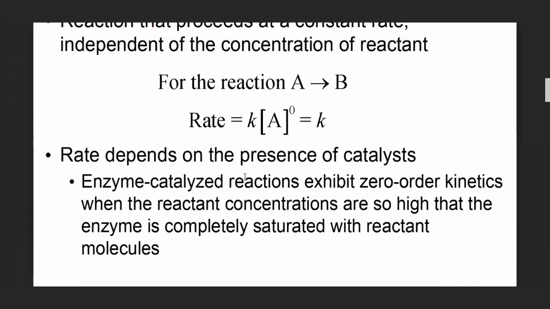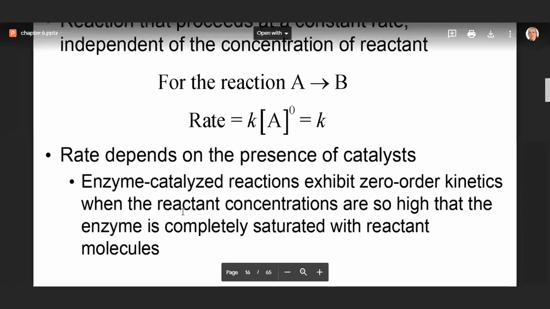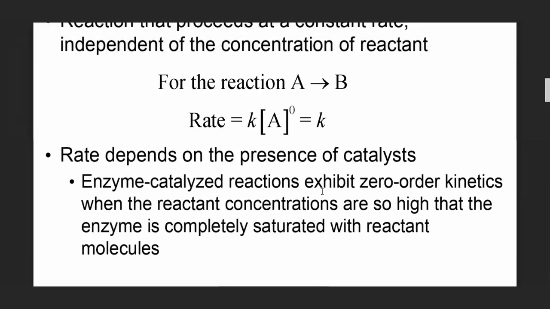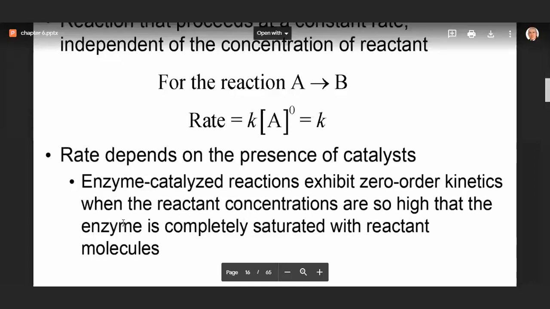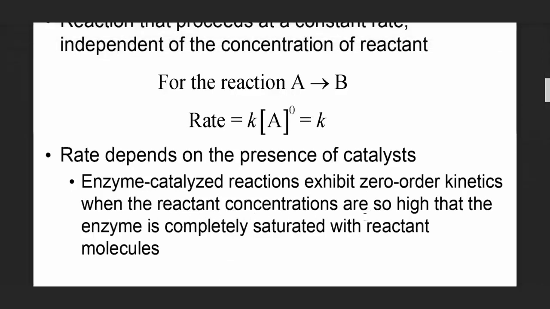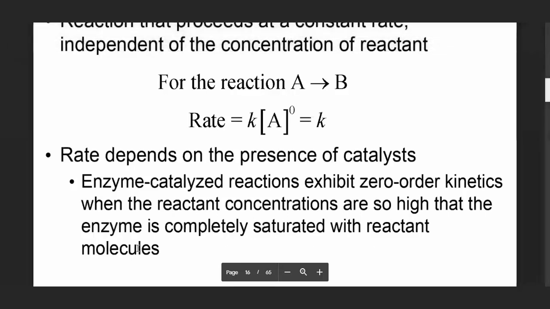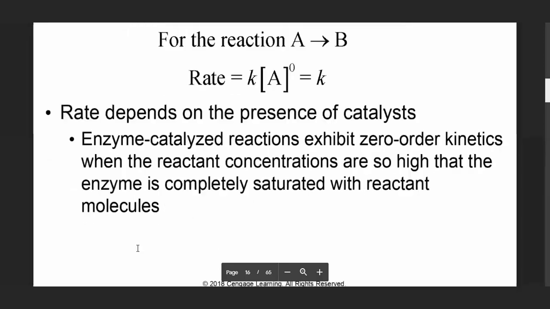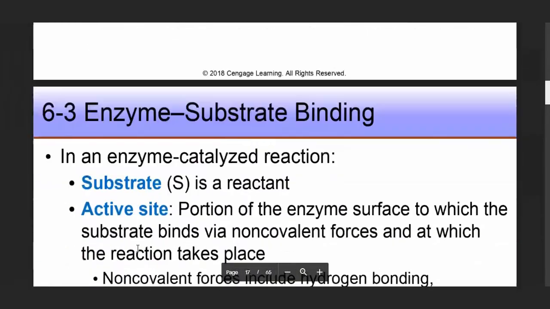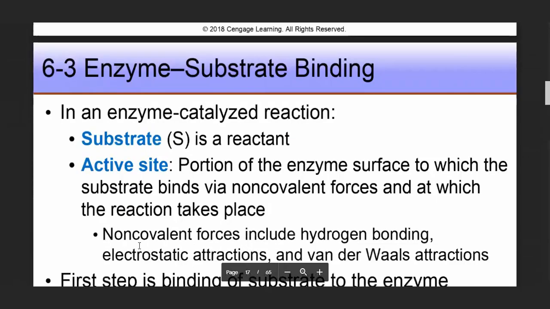However, the rate might depend on the presence of a catalyst. Enzyme-catalyzed reactions exhibit zero-order kinetics when the reactant concentrations are so high that the enzyme is completely saturated with reactant molecules. We will see this as we go. So here we talked about 3 types of order of reaction: first order, second order, and zero order.